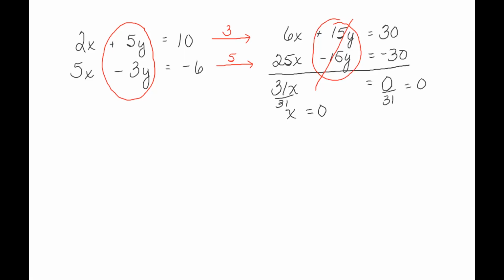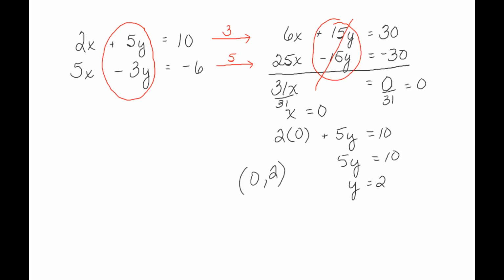Well, this is going to be nice for substitution now. 2 times 0, that's just 0, plus 5y equals 10. So 5y equals 10, and my y value is 2. 0, 2 is my solution. And there's my ordered pair notation again.